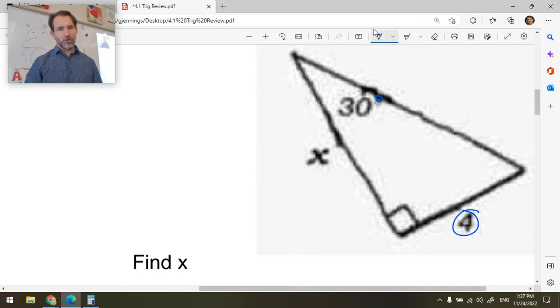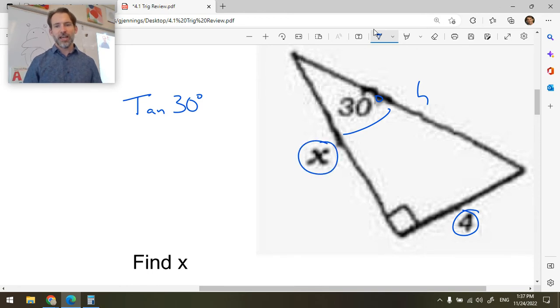Okay, let's go. People have told me this is still tangent. We still need tangent here because this is our angle of interest. We're not using the hypotenuse for this question. This is the adjacent side. This is the opposite side. So tan 30 is still going to be opposite over adjacent. But in this case, our unknown shows up on the bottom, and our known shows up on the top.